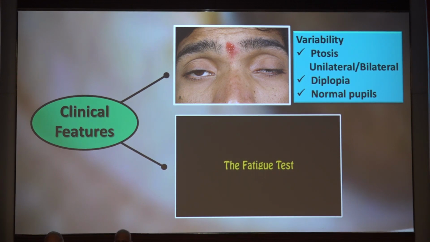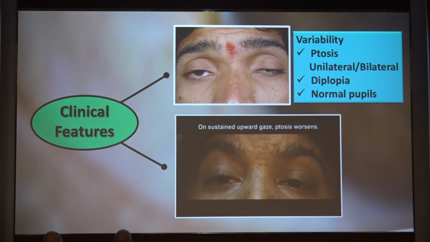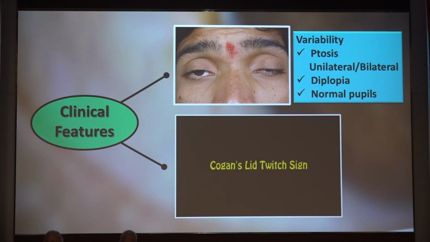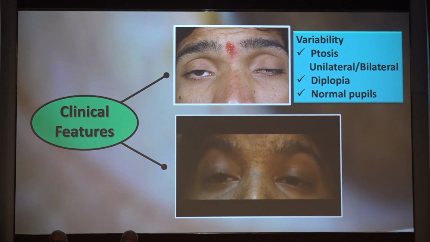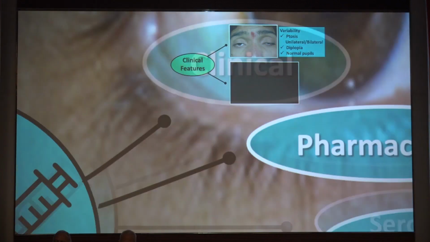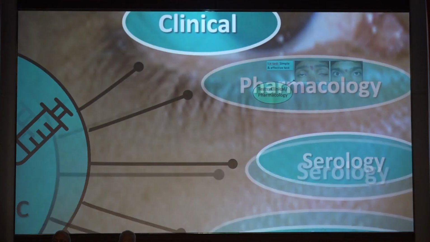Classically, the fatigue test. These are the tests that you do in a clinic. When you make the patient look in sustained up gaze, you'll see that the ptosis worsens. That's one. And then classically, the Cogan's lid twitch test. In a saccade from down gaze to up gaze, you'll see that the upper lid suddenly overshoots. And this is the classical test to tell you that this patient could be having myasthenia.